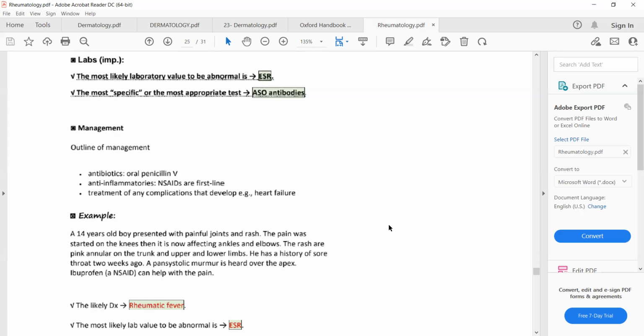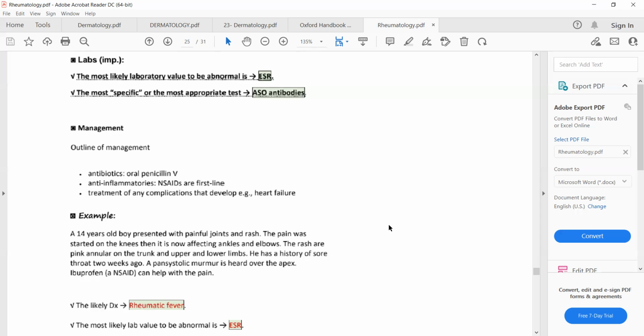Now, an example of how a scenario of rheumatic fever can be asked. A 14-year-old boy presented with painful joints and rash. The pain started in the knees, and now it's affecting the ankles and elbows. So it's migratory arthritis. And because it's involving more than one or two joints, it is migratory polyarthritis. The rash is pink annular on the trunk and upper and lower limbs.